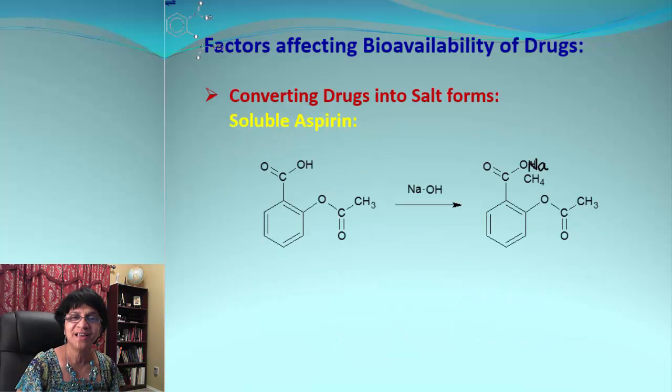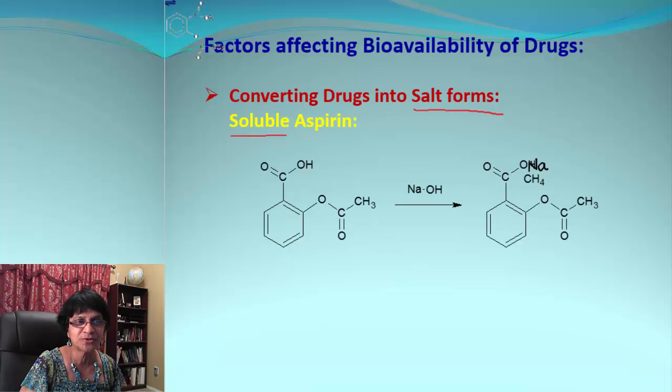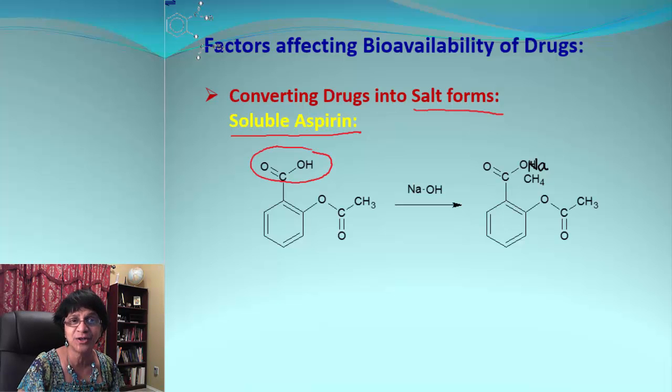Okay, now this one is a magical solution to make the drugs more soluble. What do we need to do? We need to convert them into salt forms. So there's an example of soluble aspirin. This is the structure of aspirin, which has a carboxylic acid group. And when that is treated with sodium hydroxide, we result in a sodium salt.